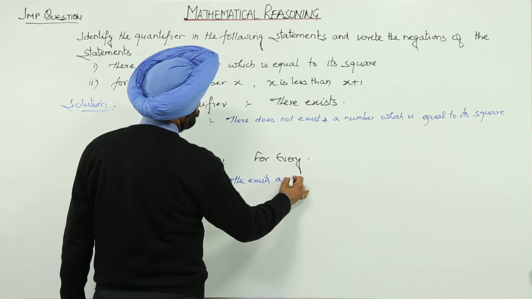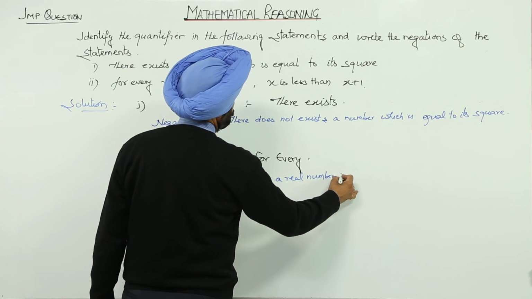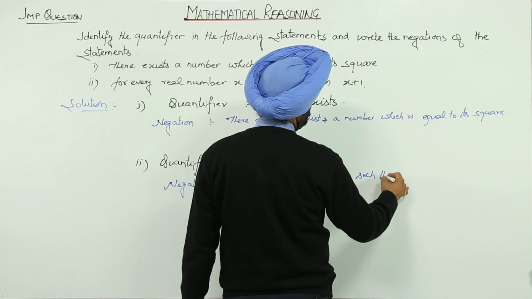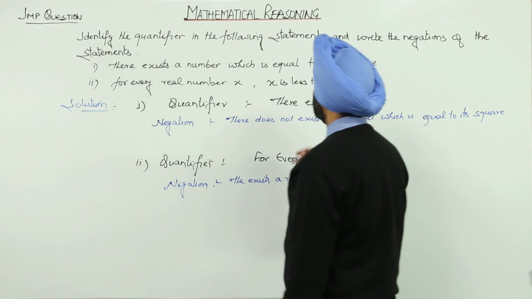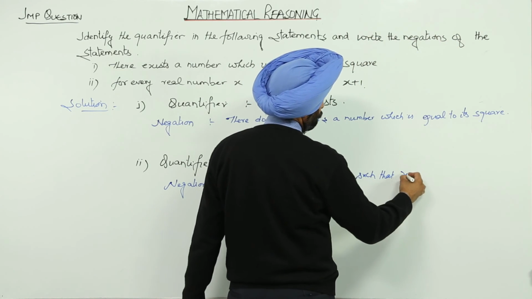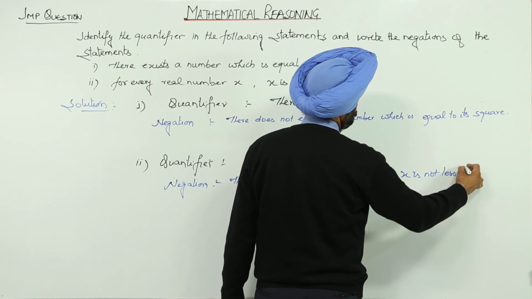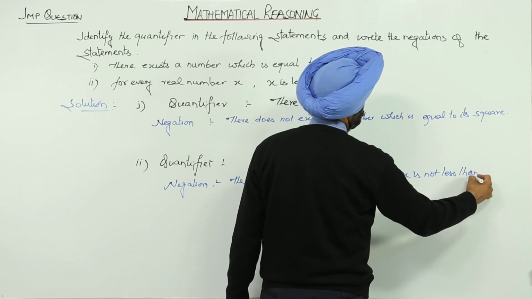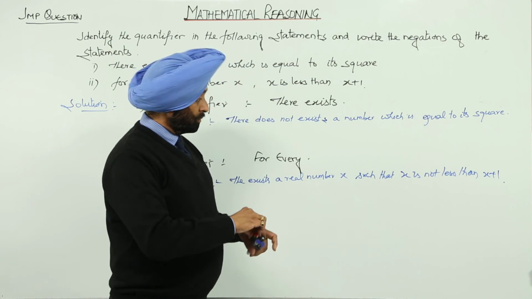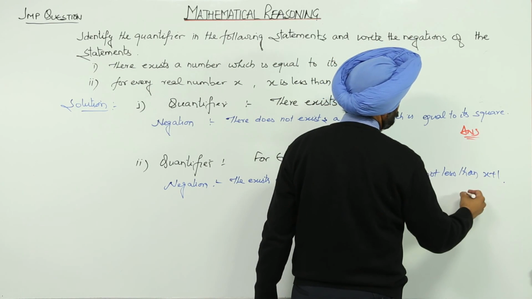there exists a real number x such that, now it is written x is less than x plus 1 such that x is not less than x plus 1. So we have written the quantifier and the negation of the given statement.